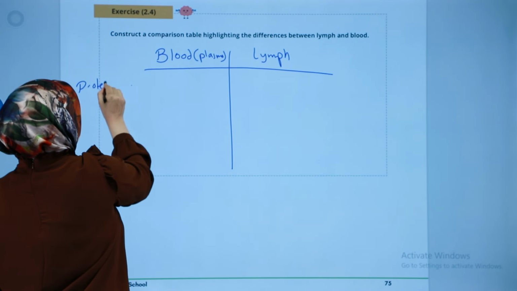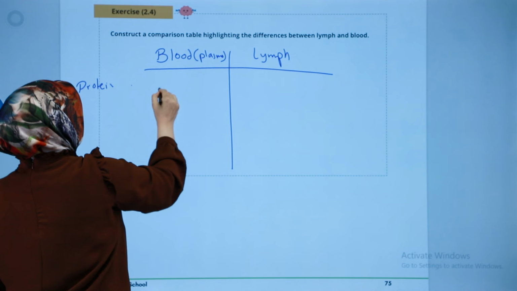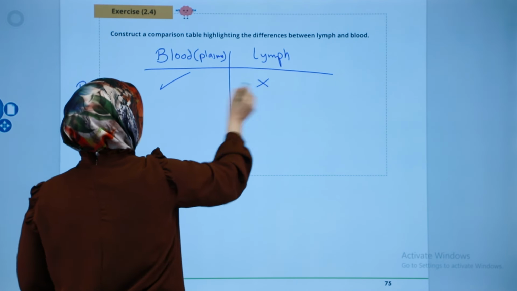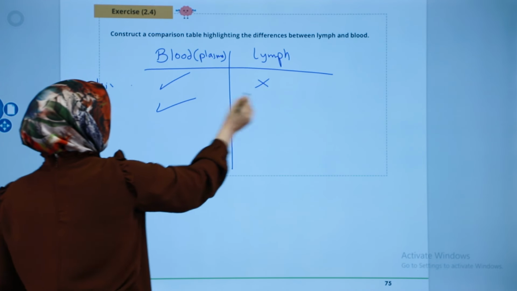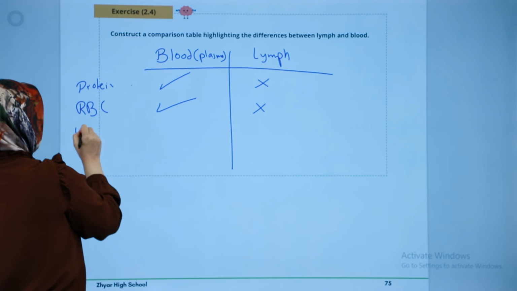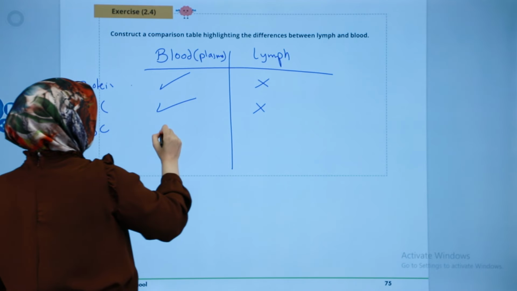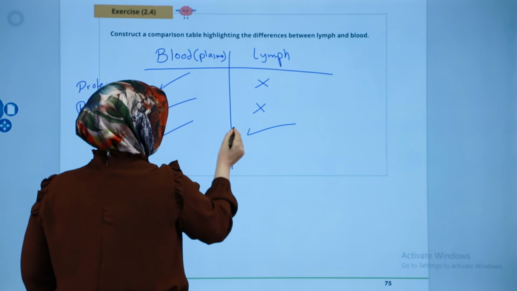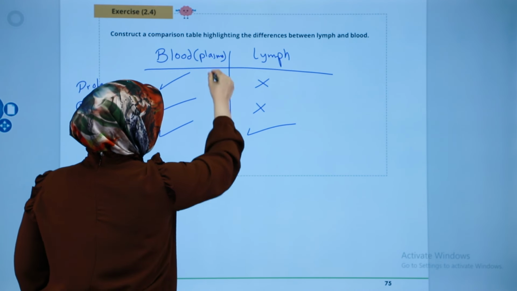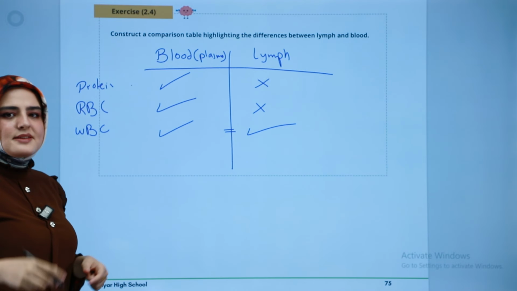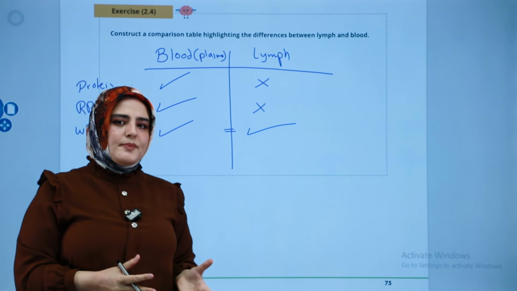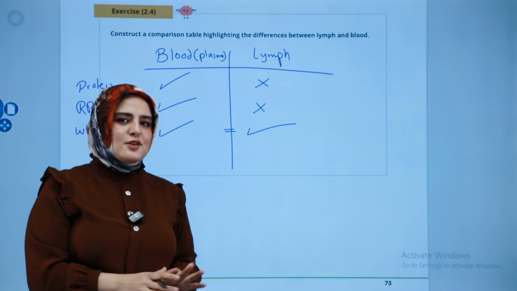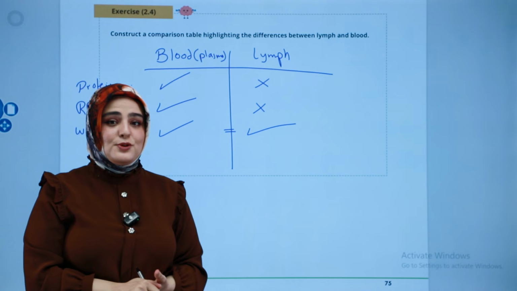Protein is present here, not present here. Red blood cells is present here, not present here. White blood cells, it's present in both of them. So this is considered as similarity. These two are considered as the differences between them. So we're done with section 1 of chapter 2.